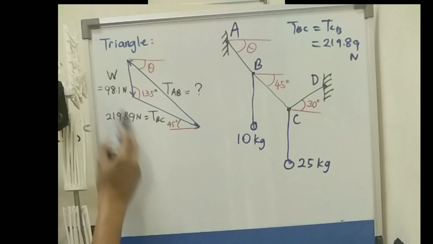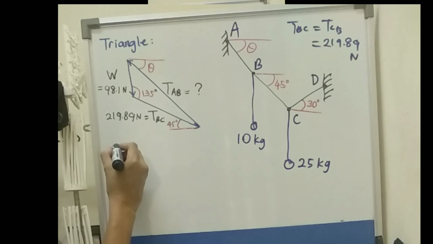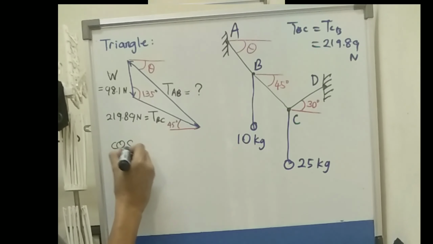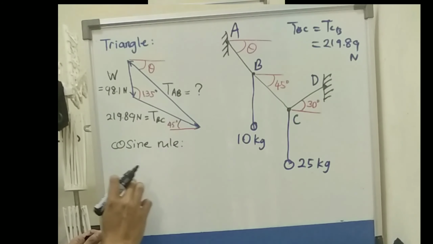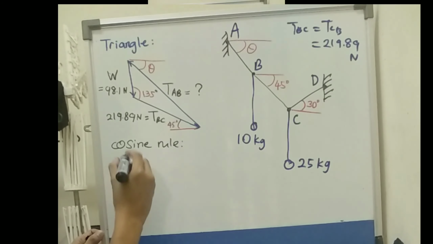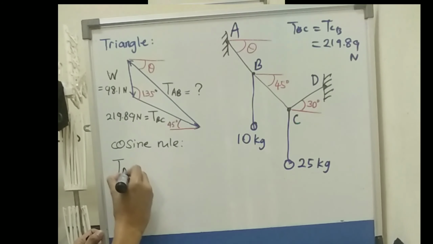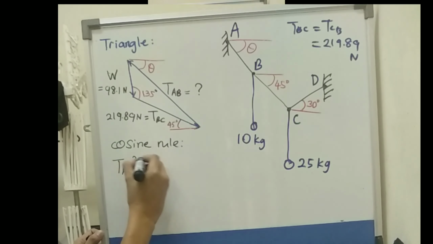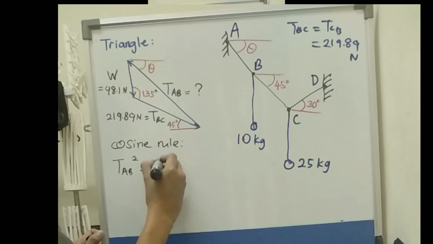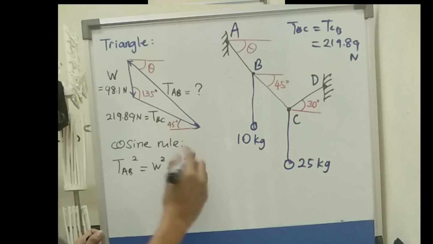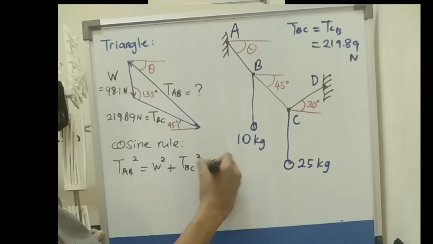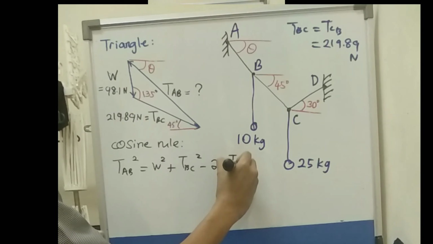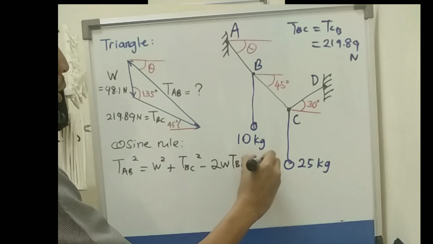Once we have these two pieces of information and one angle already known, we can apply the cosine rule. Since we are looking for TAB now, we can find TAB. TAB square equals W square plus TBC square, minus 2 W TBC cos 135.